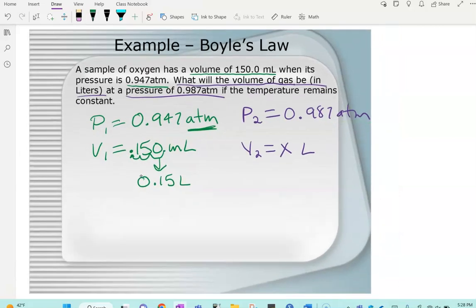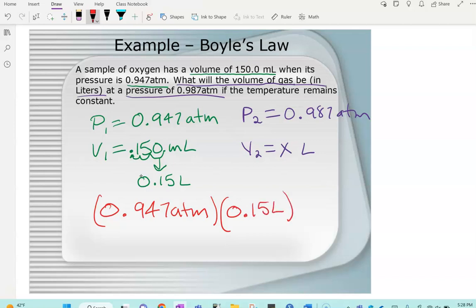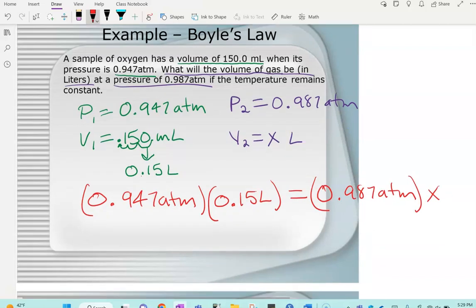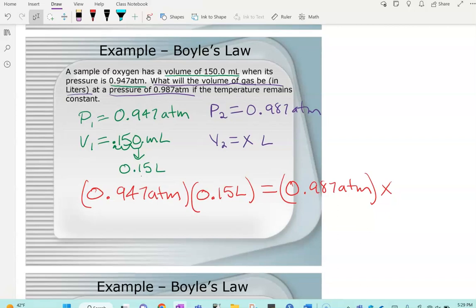So visually, this is what it will look like when you plug it into the equation. So we have P1, 0.947 atm, times V1, which I already converted into liters, equals P2, 0.987 atm, times X. So X is going to be our V2 that we're solving for. You can leave it as X if you like for a variable, or you could leave it as V2. That would be fine. I'm going to leave it as X.